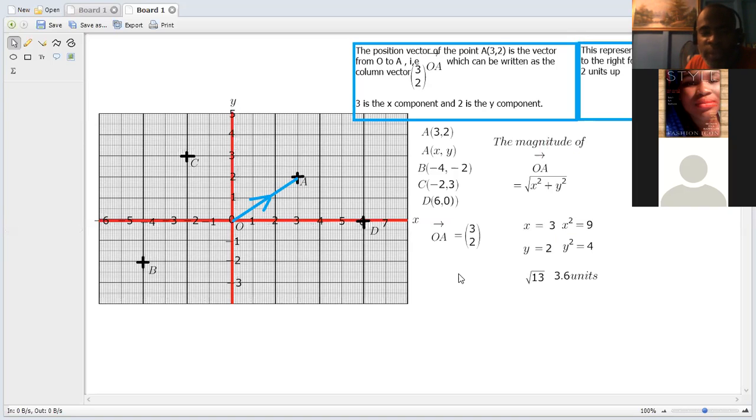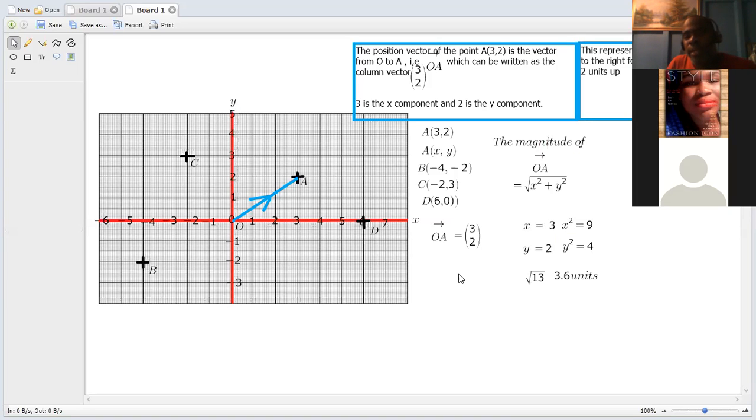Very good that you have discovered that. You sure? Yeah, 4 plus 9. Okay, 2, 3. All right. So C is the same thing, right? 3.6. All right. So you guys know how to read the graph to get the vectors.